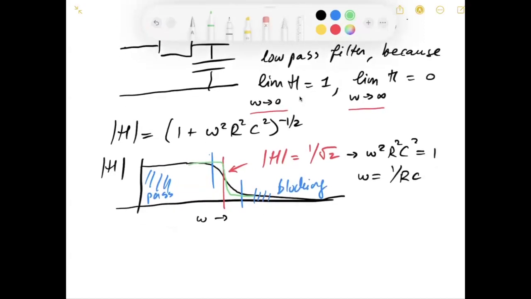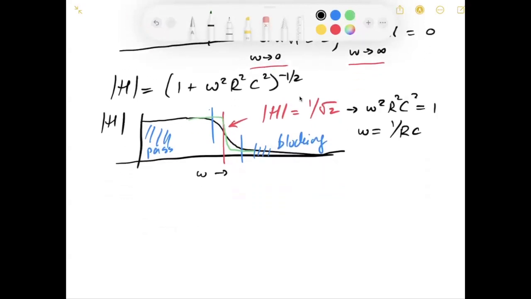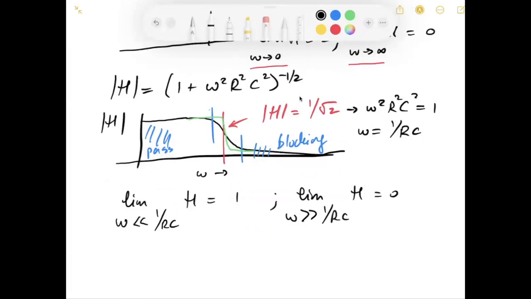But what I want you to know now is that when we talk about those limits, really what we're supposed to say is: the limit where omega is much, much smaller than 1/RC of H is 1, and the limit where omega is much, much larger than 1/RC of H is 0, right? So then we are really comparing finite things to finite things, but we're just saying we're in a limit where one is much larger than the other. It's a little bit more physically realistic.